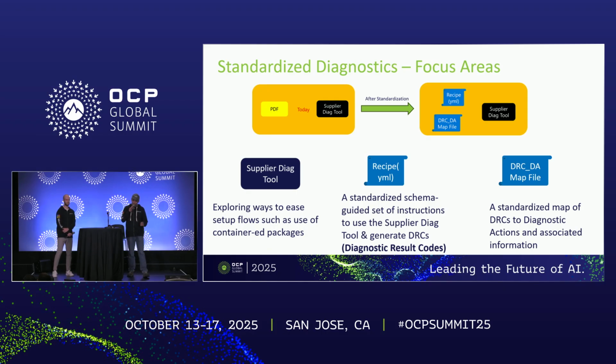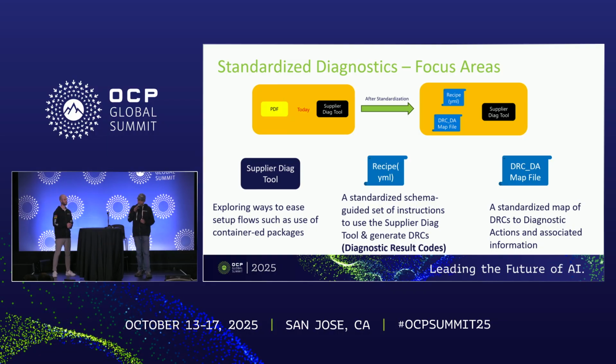So we broke down this problem. So imagine now, after standardization, we have 3 big pieces of the puzzle to solve, which will actually help integrate faster for the hyperscalers and also benefit the suppliers in providing the solutions. The first piece is that black box, the supplier's IP of the diagnostic tool. Now, we're still exploring ways on how we can ease the setup flows so that the hyperscalers can set it up with probably the use of containerized packages. This is one piece of the puzzle.